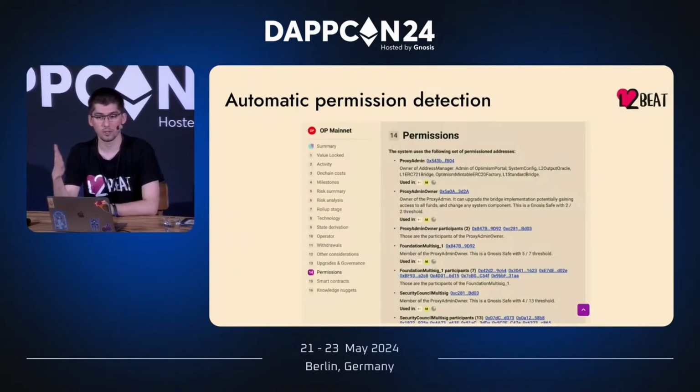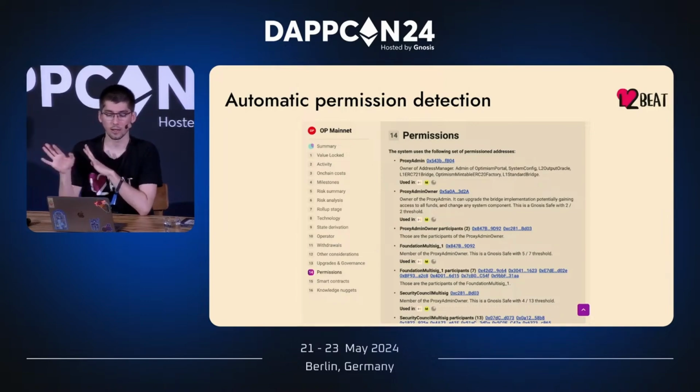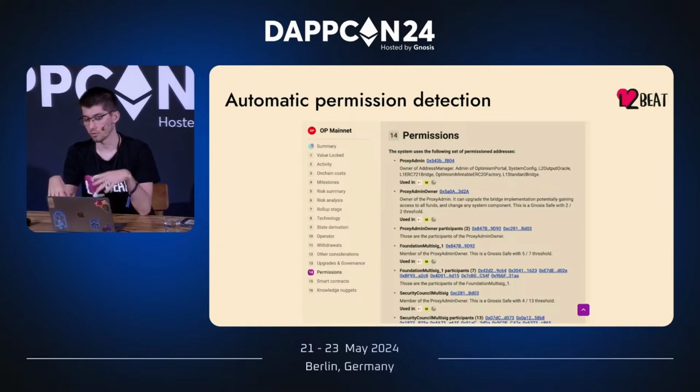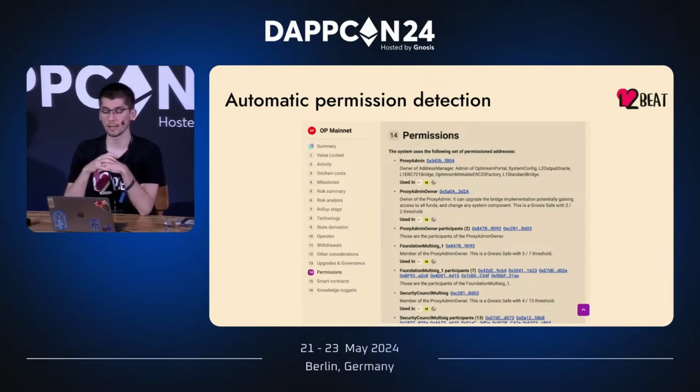And now let me talk about something that is coming up, that's not yet really built, but that's being built right now, which is automatic detection of project permissions. So this is again an excerpt from L2Beat's website. These are the permissions in the optimism blockchain. And what you can see is that it's kind of hard to see what's going on. We have the proxy admin, we have the proxy admin owner, the proxy admin owner multisig, and this multisig is actually two multisigs, the foundation and the security council. And I know this, but it's not easily readable from here.